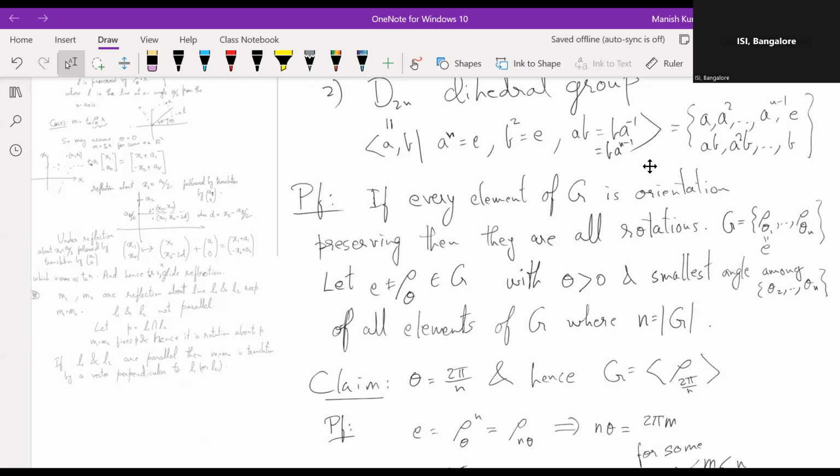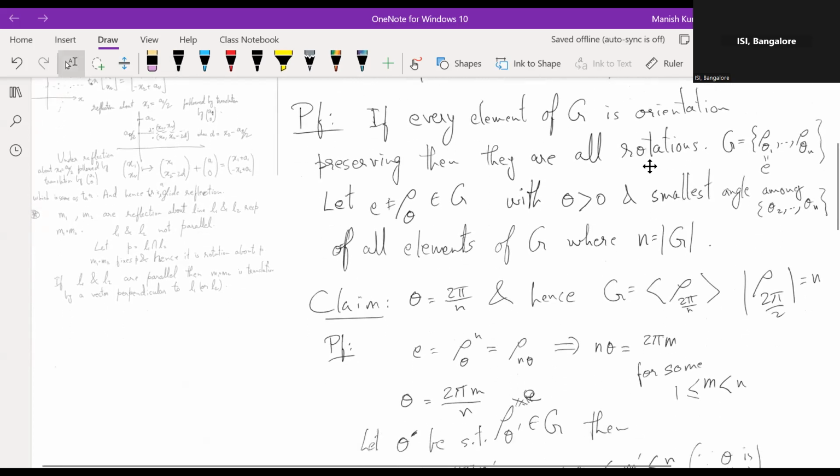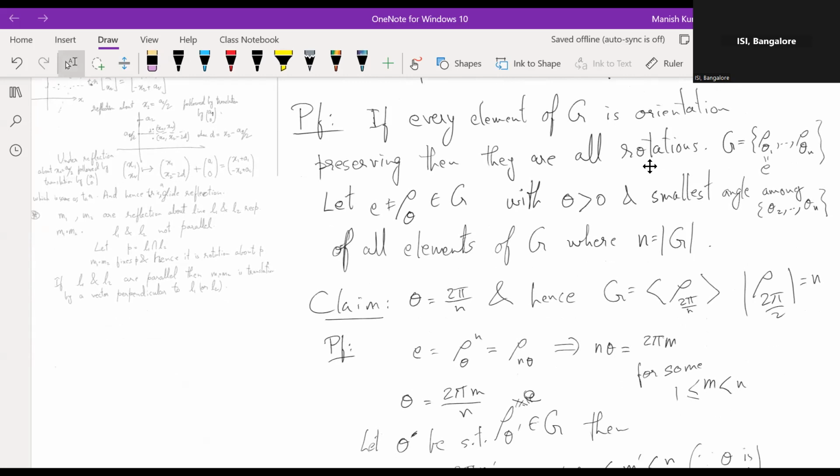So what I'm trying to show is that rho 2 pi over n, the order of this is precisely n. If you compose it n times, then you get rotation by 2 pi, which is the same as the identity. Is that okay? So once we show that theta equals 2 pi over n, then we get that G is a cyclic group of order n. It's generated by only one element. So let's see why this is true.